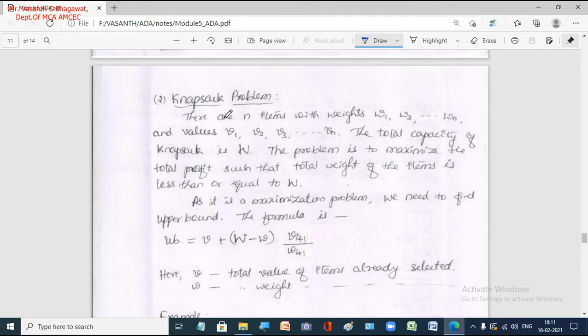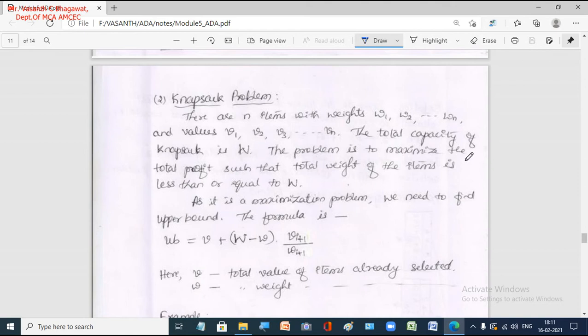Now here also we have the same problem, but we are going to solve it by using branch and bound. It is a very simple problem, and many times you can expect this particular problem in your question paper. So what do you mean by the knapsack problem? You already know that there are n items with weights W1 to Wn and values or profits V1 to Vn. The total capacity of the knapsack is given to us.